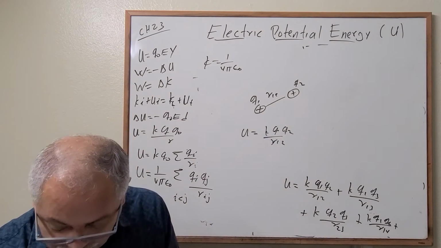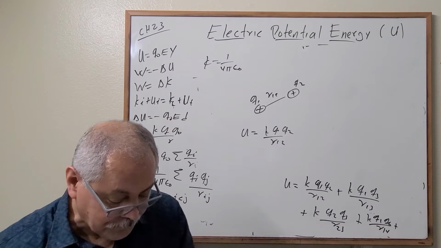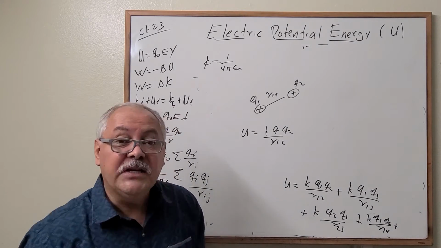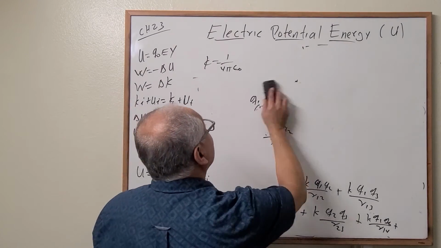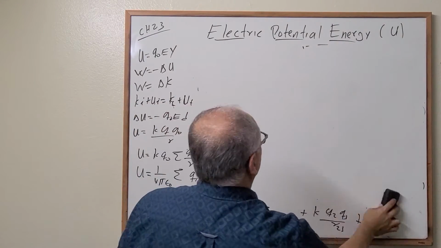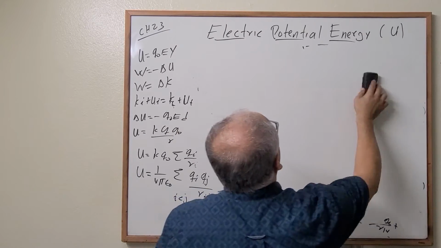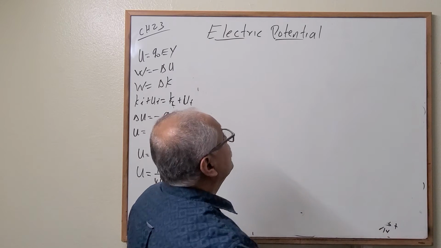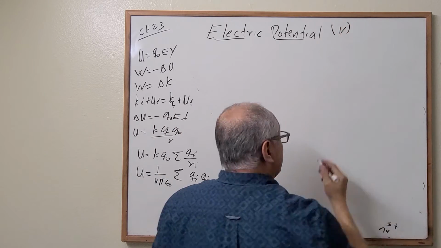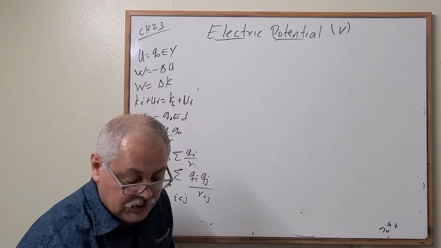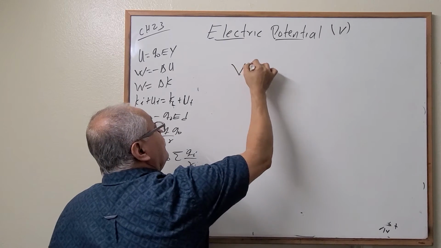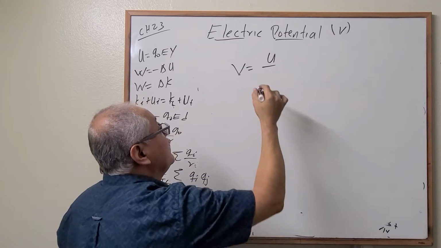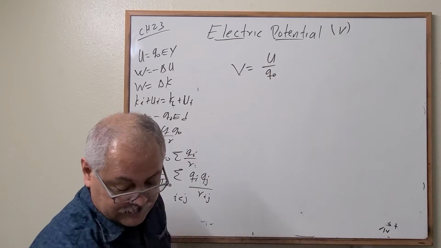Great. Now let's go to the electric potential. It's not the same as electric potential energy, it's just electric potential. The symbol is V. The electric potential V is defined as the electric potential energy divided by Q naught.